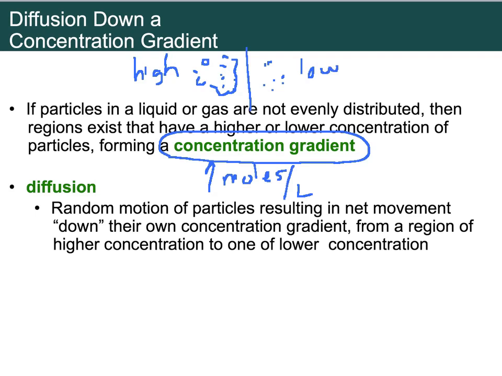Diffusion is the movement of stuff down the concentration gradient. Things want to go from high to low. So if there's a whole bunch of molecules over here, and there's none over here, all these molecules are going to want to move over here and spread out. They don't really want to be right next to each other. They're going to be nice and spread out. So they go from high concentration to low.